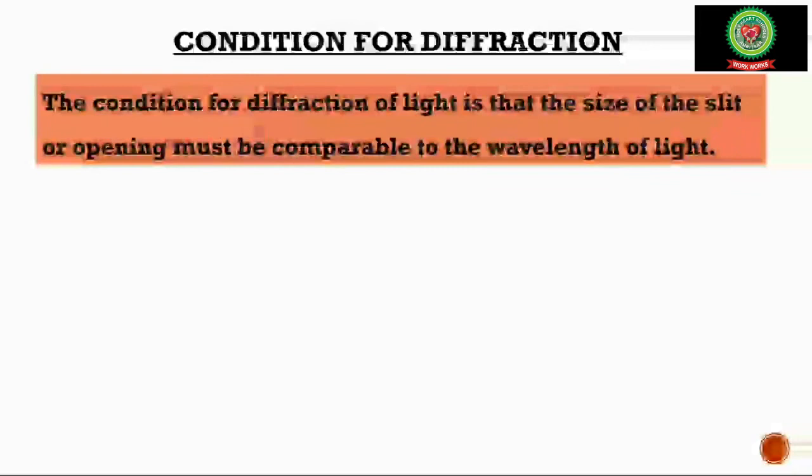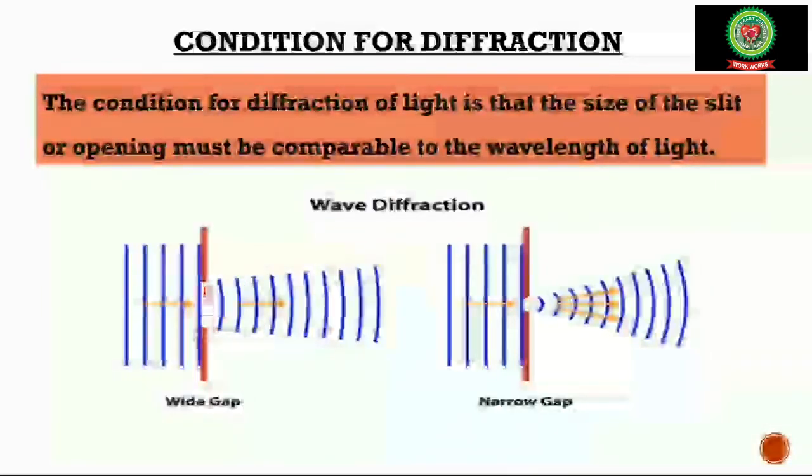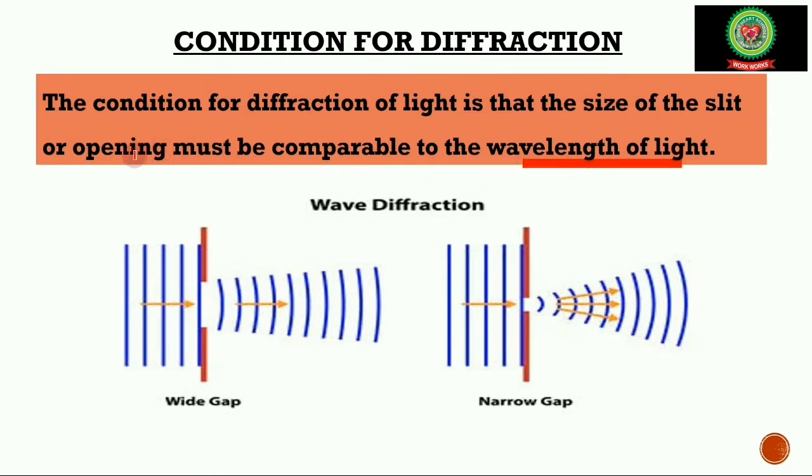So what are the conditions for diffraction? The condition for diffraction of light is that the size of the slit or opening must be comparable to the wavelength of light. Here you can see in the diagram, if the obstacle or the slit has a larger size, there is a lesser observation of diffraction pattern. But if there is a narrow slit or narrow gap, you can observe a prominent diffraction occurring over there. So the basic condition for diffraction of light is that the wavelength of the light should be comparable to the opening or size of the slit.